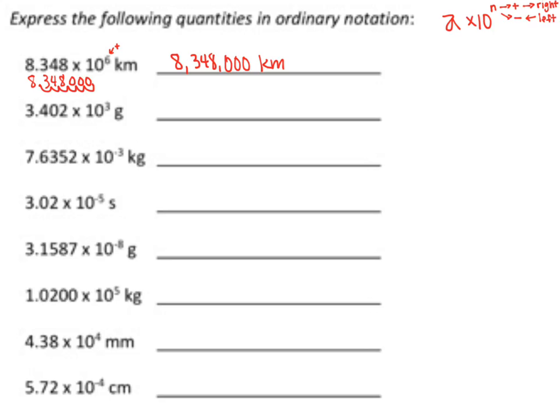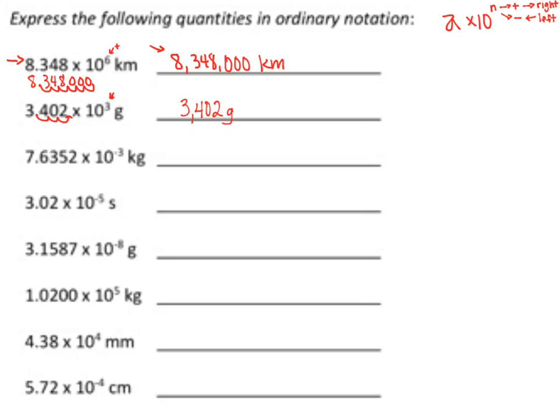Okay, next one. And remember, we have to keep the same number of significant figures. Here in my scientific notation I have 4 sig figs. Here in my ordinary notation it's still 4 sig figs. So we do not need a decimal point at the very end. Next one, it's positive, so I'm going to be moving my decimal point over to the right 3 times. 1, 2, 3. So my number turns into 3,402 grams.